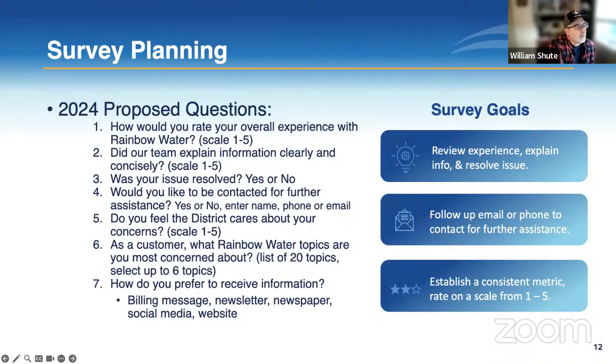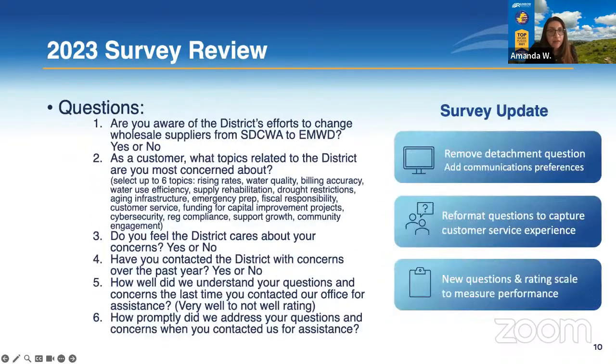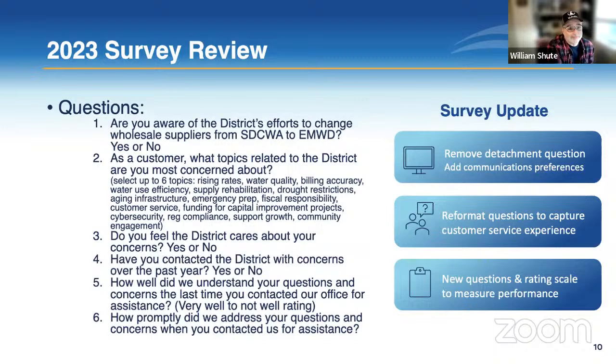All right, and remind me, question 6 is a carryover question? Yes, that is. In the first slide, we have topics ranging from rising rates, water quality, billing accuracy, water use efficiency, supply rehab, drought restrictions, aging infrastructure, emergency prep. Usually the top 5 of those is where we receive the most responses. Because there's a lot of choices, right? Yes, there are. The users can select up to 6 topics, but those first 5 were the ones that hit the hardest with most of the survey responses.